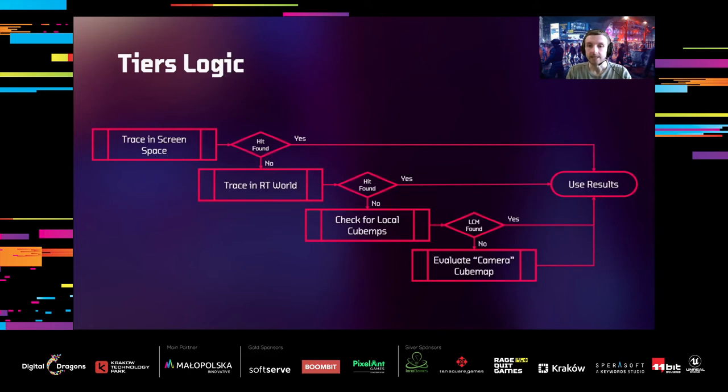Tiers follow the cascaded fallback approach. First, the screen space reflection tier is used to produce the final reflections buffer. It traces in screen space, and if the trace succeeds, then results can be used right away. Otherwise, the RT world trace kicks in. If the trace succeeds in this case, then the results are used. Otherwise, a local cube map search is performed to find the best candidate for reflection approximation. If a good candidate is found, use it. Otherwise, we fall back to the camera cube map.